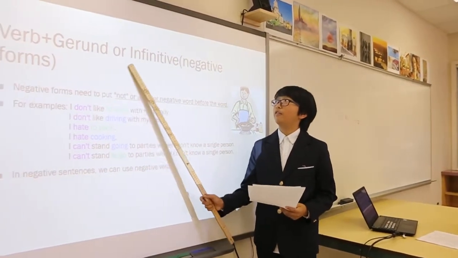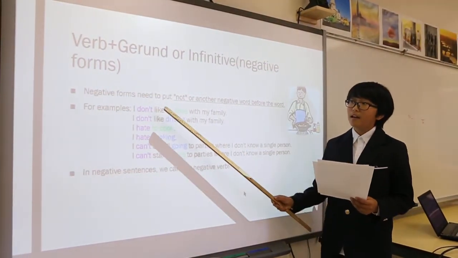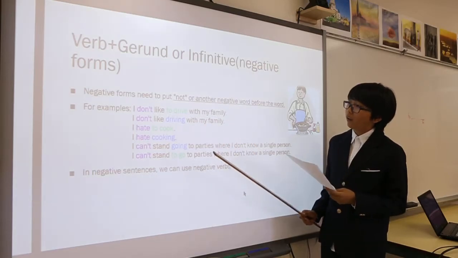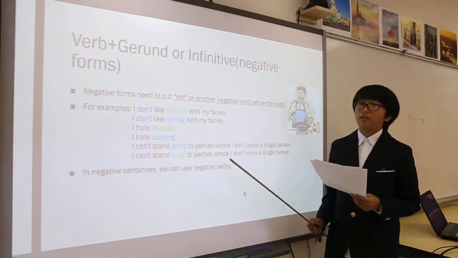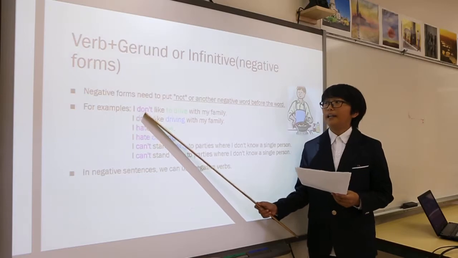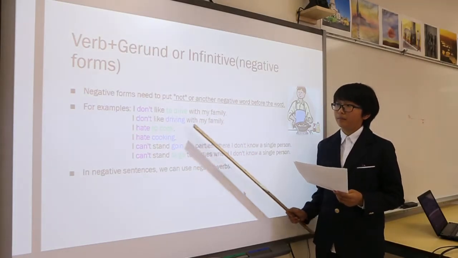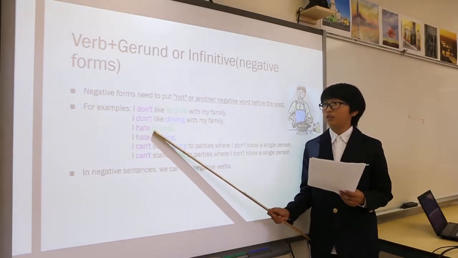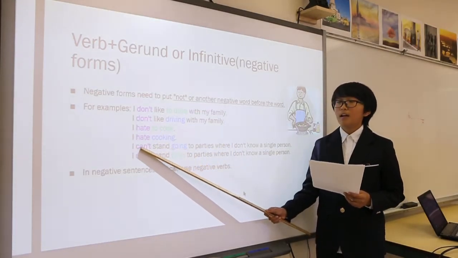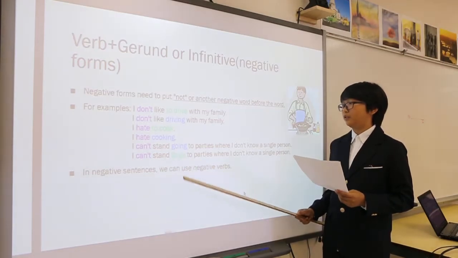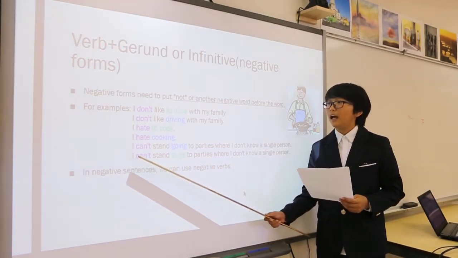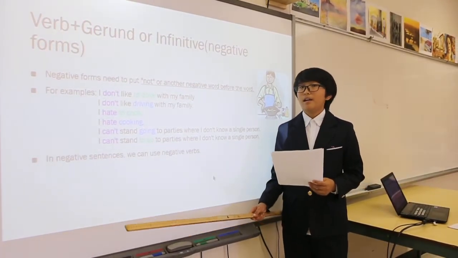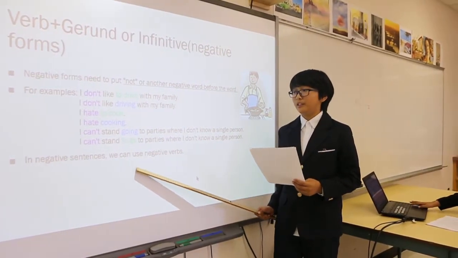Verb plus gerund or infinitive negative forms. Negative forms need to put not or another negative word before the word. For example, I don't like to drive with my family. I don't like driving with my family. I hate to cook. I hate cooking. I can't stand going to parties where I don't know a single person. I can't stand to go to parties where I don't know a single person. In negative sentences, we can use negative verbs.